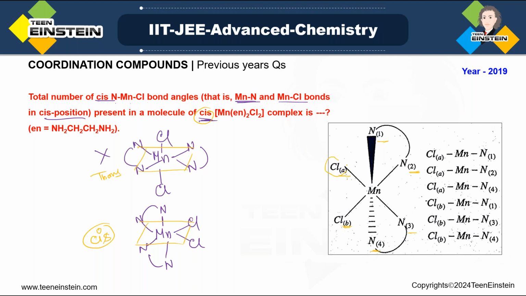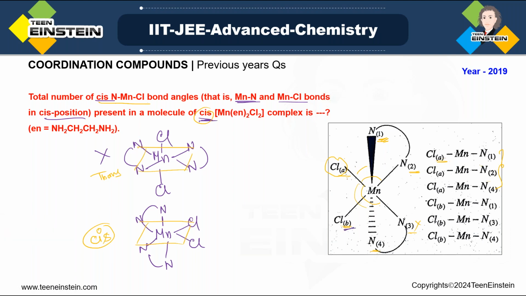Now just focus on chlorine A. What is its relation with N1? It is 90 degrees. With N2? It is 90 degrees. With N3? It is 180 degrees. You cannot consider that. With N4? It is also 90 degrees. That means you just have to find all the cis N-Mn-Cl angles. So that is why Cl A with 1, with 2, with 4, but not with 3. This is cancelled.